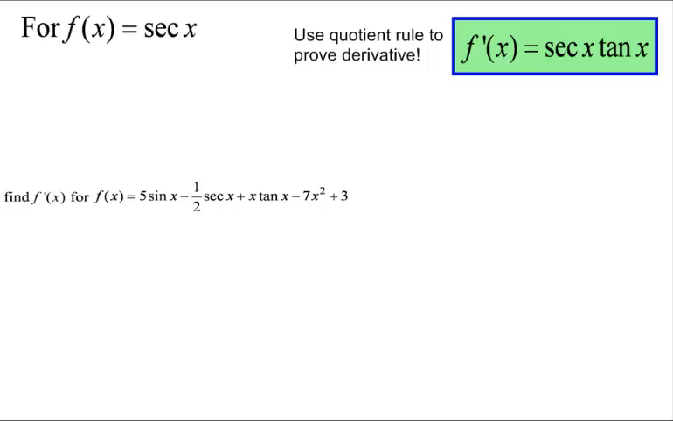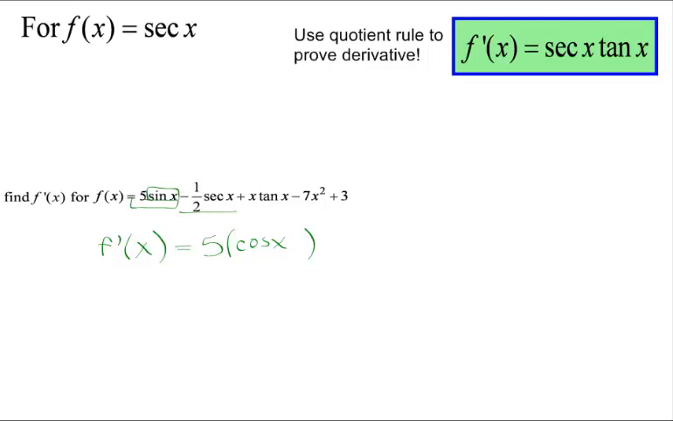Find f prime of x for f of x equals 5 times the sine of x minus 1/2 the secant of x plus x times the tangent of x minus 7x squared plus 3. This function has a lot of stuff going on. So f prime of x, I'm going to differentiate the first term. There is a constant or a coefficient that I'm going to pop out front, and then I'm just going to worry about the function I need to find the derivative of. The derivative of positive sine is positive cosine.